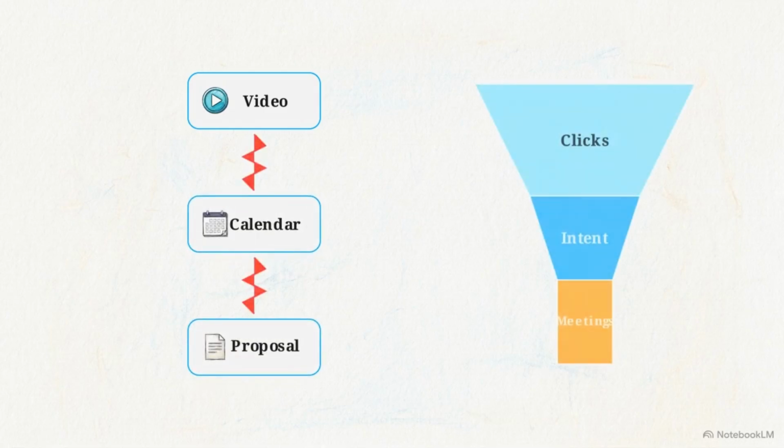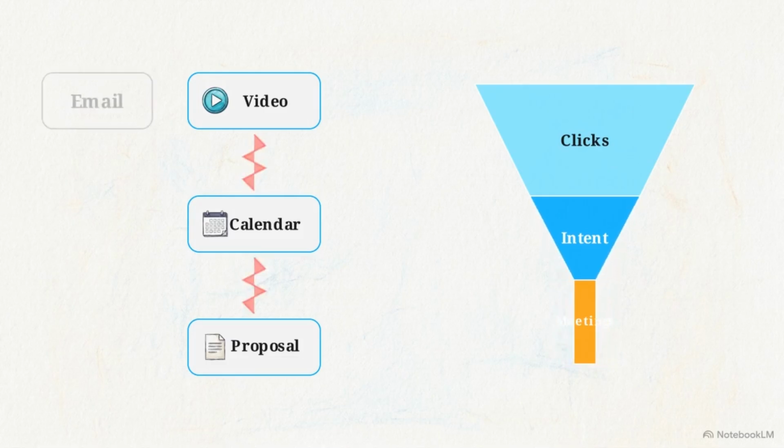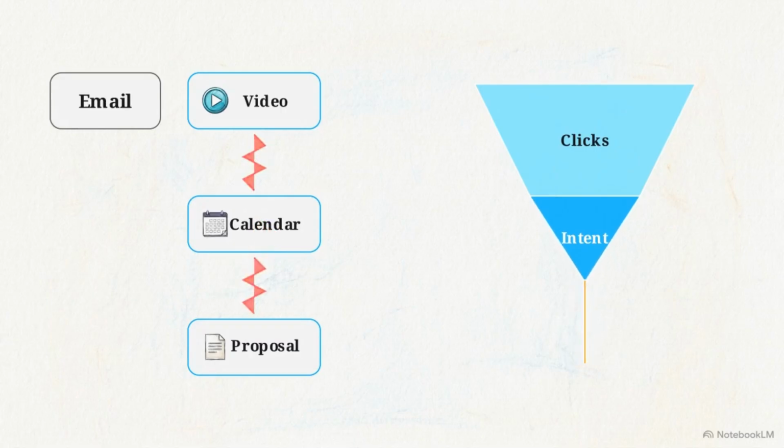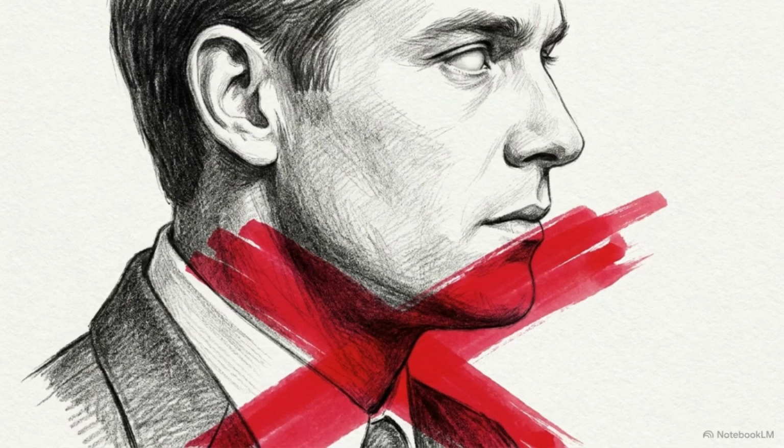Sending multiple links imposes the link tax. Every additional click drastically reduces the probability of a meeting. They watch the video, navigate back to email, find the calendar link, and check availability. At some point, they get distracted and abandon the process. This standard method creates massive friction.